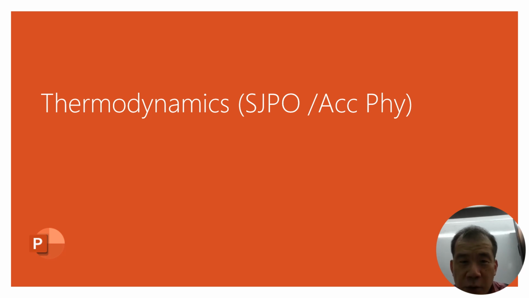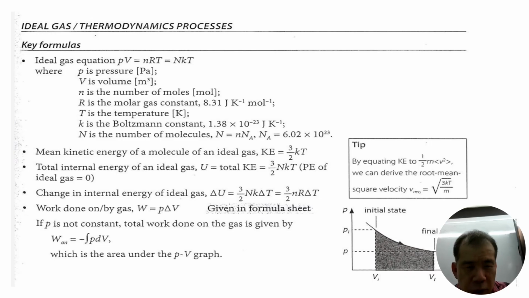Today's lesson is going to be on thermodynamics. It's a continuation of the last lesson we had. For today, our first equation to learn is from the ideal gas equation, PV equals nRT.